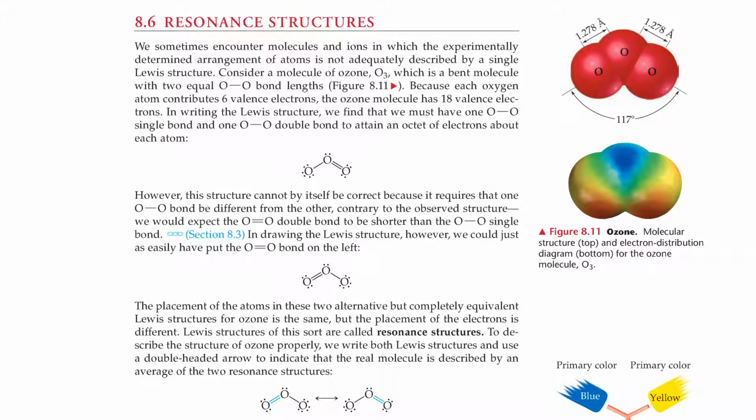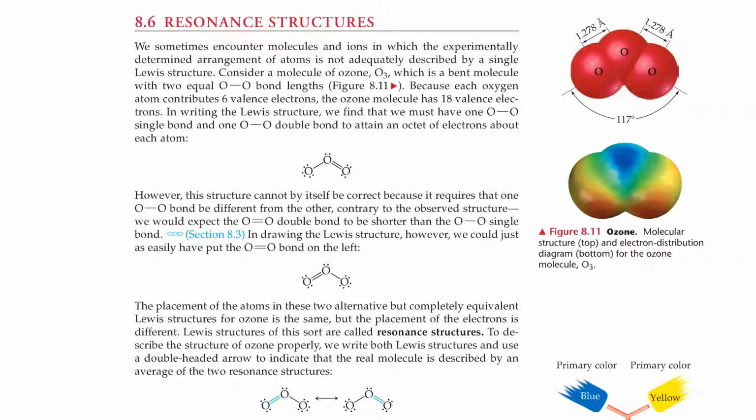However, this structure cannot by itself be correct because it requires that one single bond must be different from the other, contrary to the observed structure. We would expect the double bond to be shorter than the single bond. In drawing a Lewis structure, however, we could just as easily put the double bond on the left.